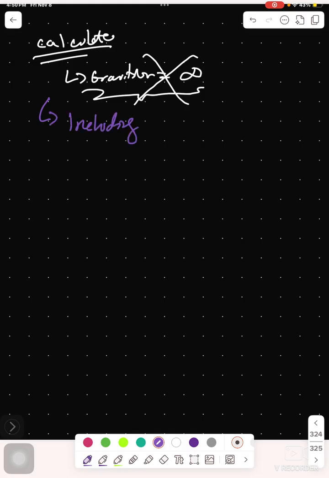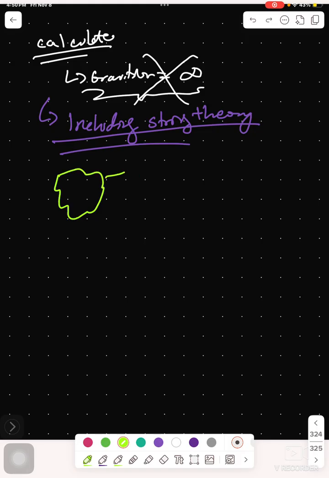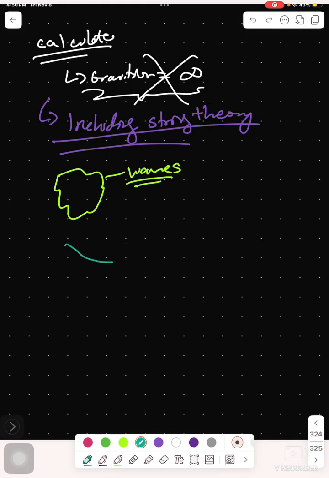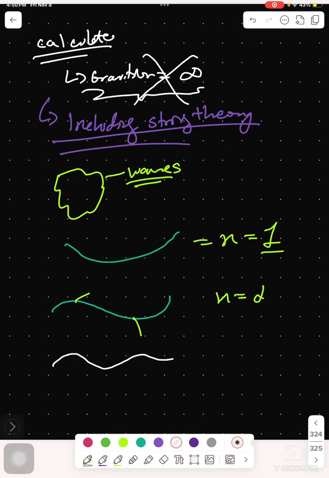Including string theory, we can say that even gravitons have certain frequency waves, or strings, just like guitar strings have multiple waves. If we have this string, the number of oscillations is one. This one is number of oscillations two. One, two, three. Number of oscillations three, and it goes on.